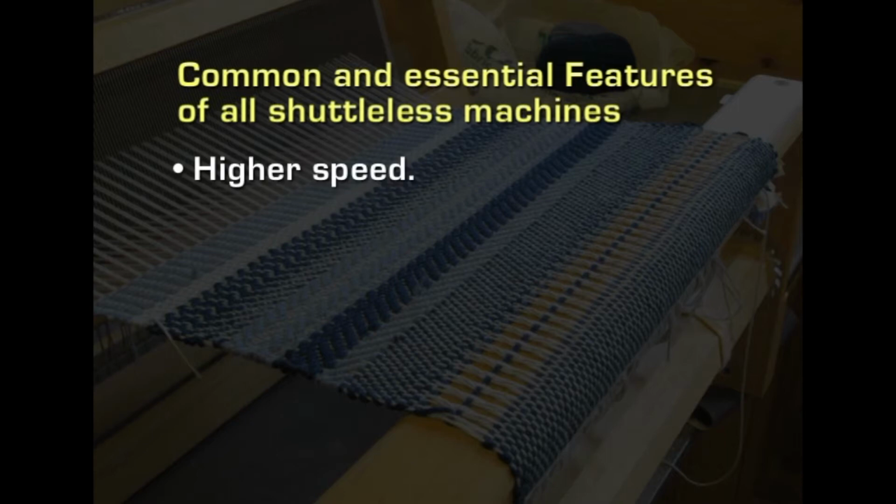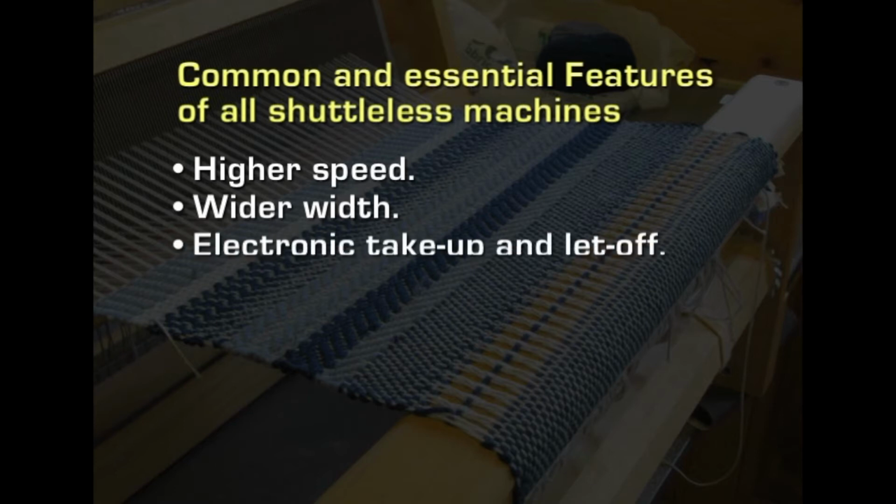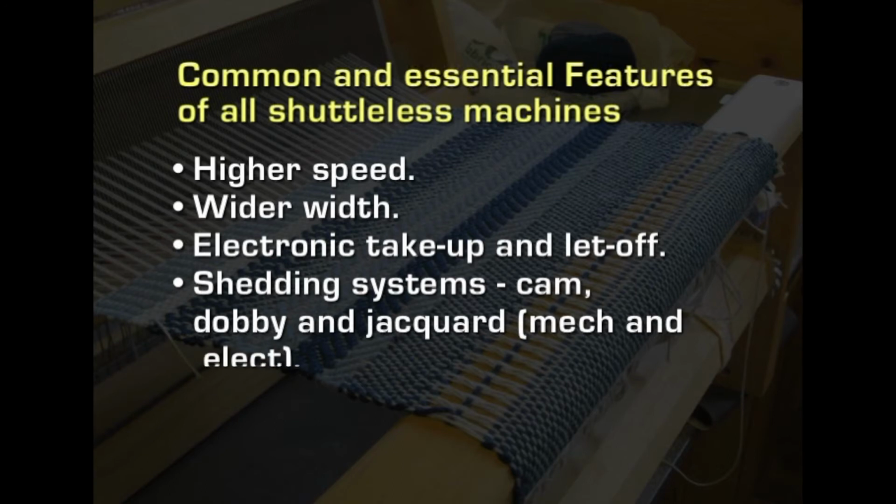The first most important feature is high speed. You have wider width fabrics that can be woven on all these shuttleless looms. There is electronic take up and let off. These are the secondary motions of the loom. The shedding system can be any of the 3. It can be either a cam, a dobby or a jacquard. Jacquard can be mechanical or electronic.